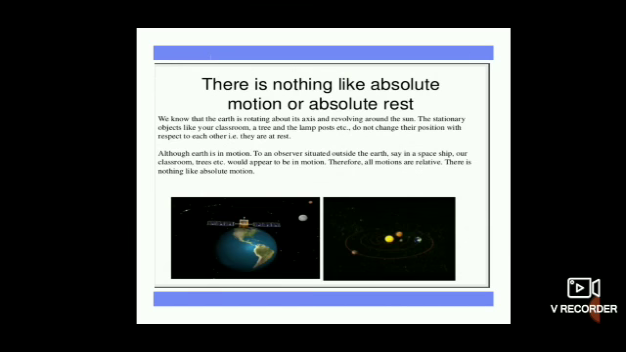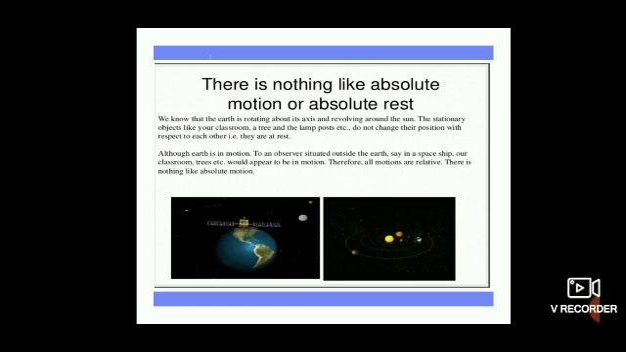There is nothing like absolute motion or absolute rest. In this whole universe, we know that the earth is rotating about its axis as well as revolving around the sun. The stationary objects like your classroom, a tree, a lamppost, etc., do not change their position with respect to each other. That is, they are at rest.